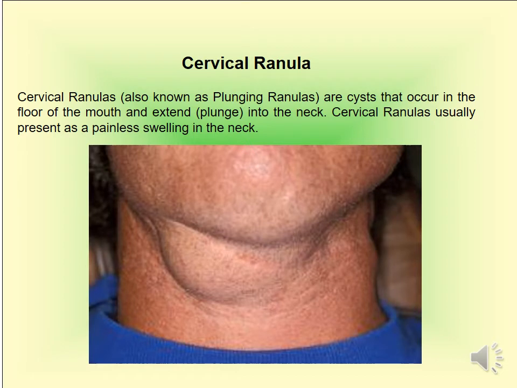Cervical ranulas, also known as plunging ranulas, are cysts that occur in the floor of the mouth and extend, plunging into the neck. The cervical ranula presents as a painless swelling in the neck. In fact, below the submandibular area there is swelling in the skin in this area, that is the cervical ranula. The extension is outside of the oral cavity.